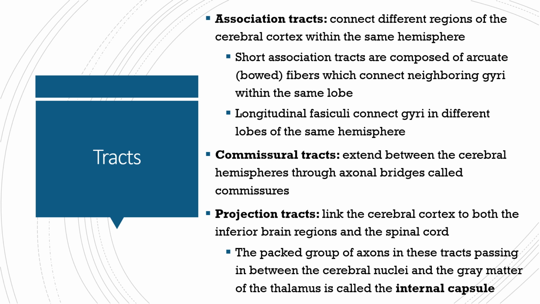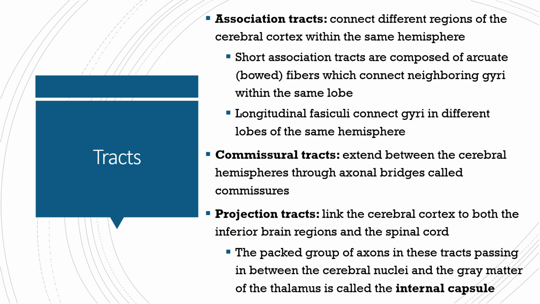Commissural tracts extend between the cerebral hemispheres through specialized axonal bridges called commissures. The most prominent commissural tract is the corpus callosum, which also allows for communication and coordination between the left and right cerebral hemispheres. Other commissural tracts include the anterior commissure and the hippocampal commissure.